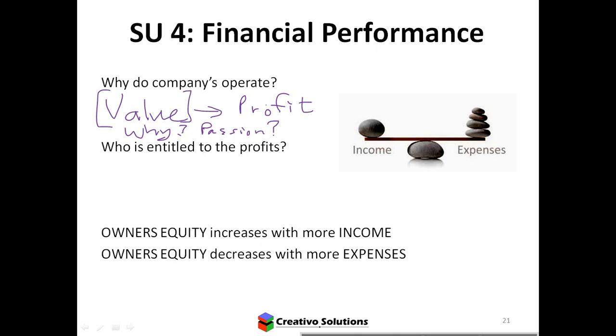Who's entitled to the profits? Who gets the profit? Shareholders, if you're looking at a company. If it's a sole proprietor, the owner, exactly. I didn't write that in, let's write it in. Alright, the owner gets the profit. So if the owner gets the profit, how do I calculate the profit?